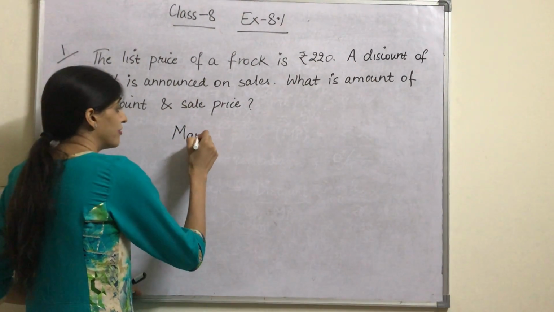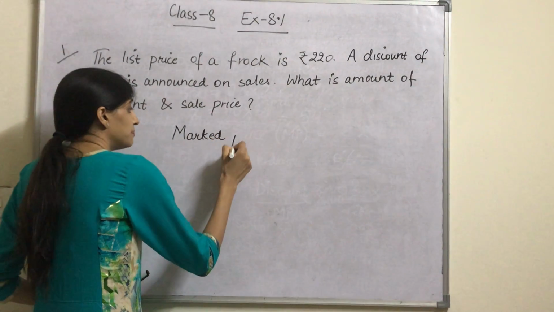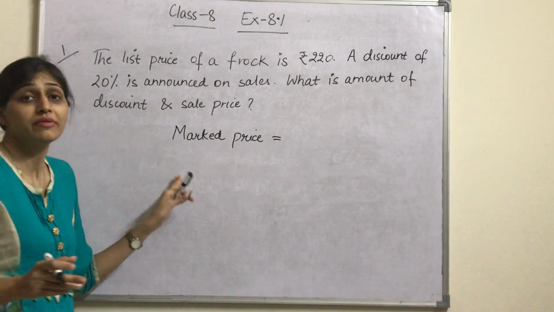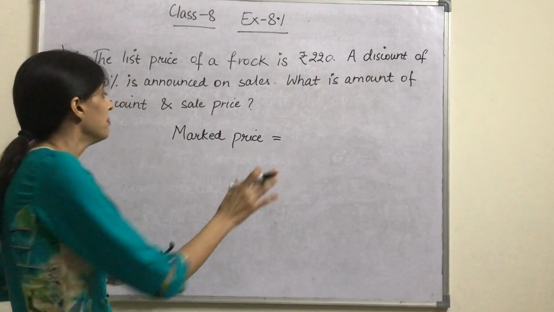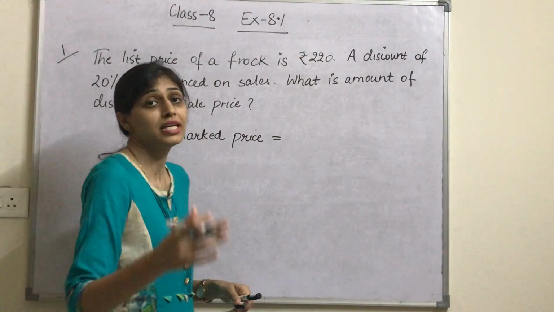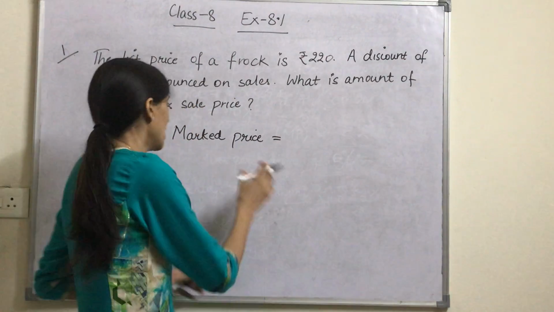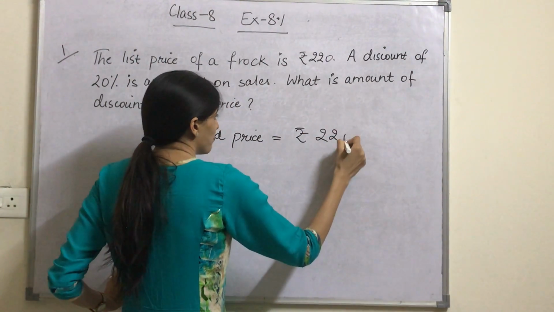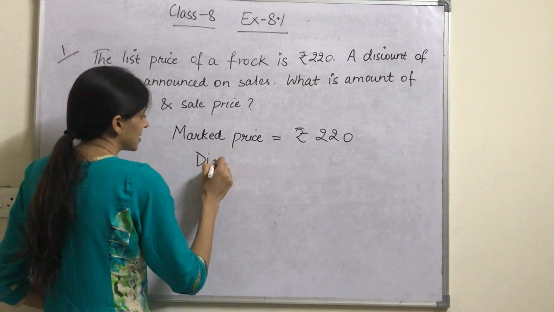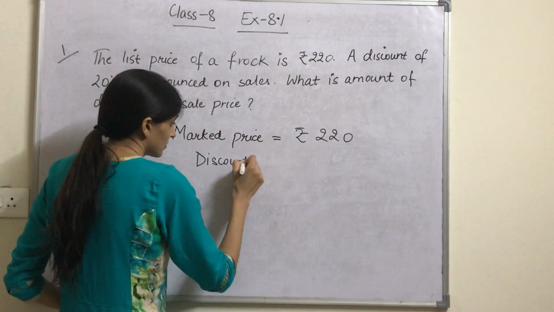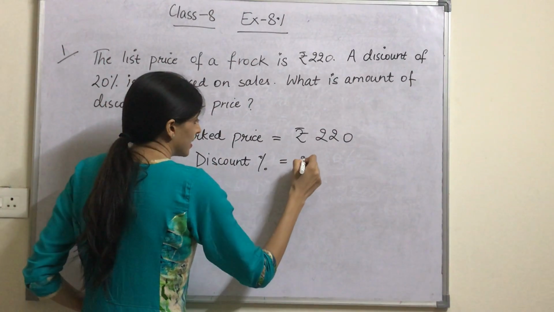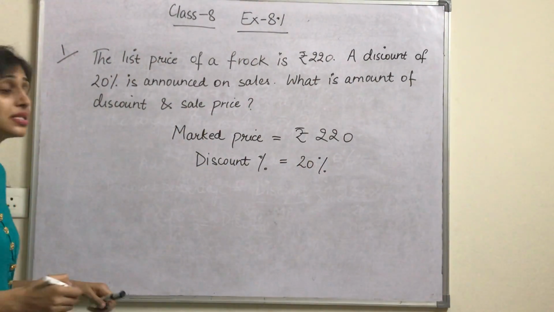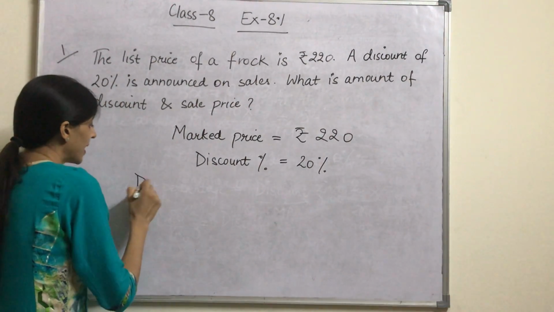First of all, whatever is given to you, write it down on the paper. Whatever is given to you, first you have to make a note of that so that it is easy to solve the question. So the mark price is rupees 220. What is the discount percentage? The discount percent is 20%.